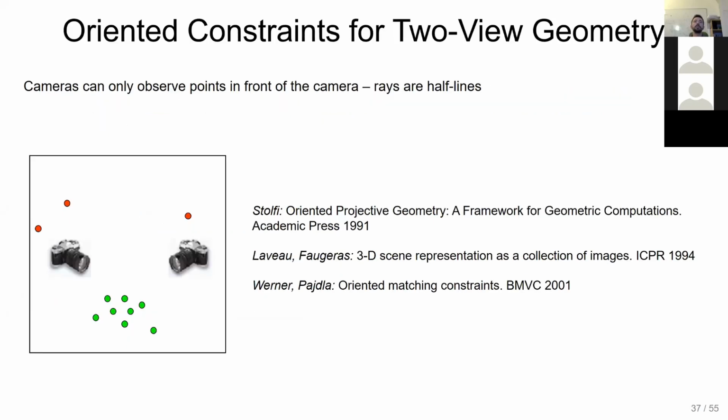So in two-view geometry estimation, the constraints are the oriented constraints that come from the fact that cameras do not see whole rays, they only see half rays that go from the camera to the scene. So they do not see points behind the cameras. And this was a hot topic like 20-30 years ago, and lots of papers were written on this.